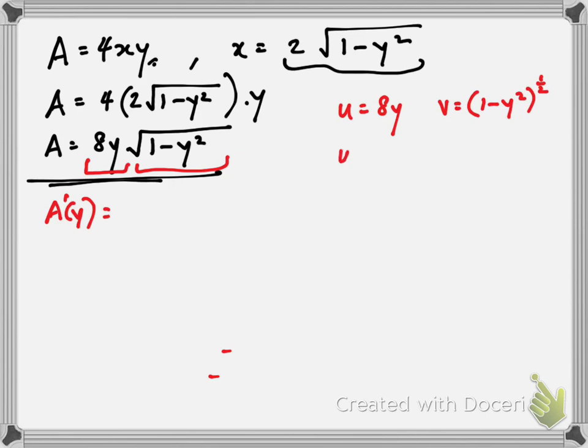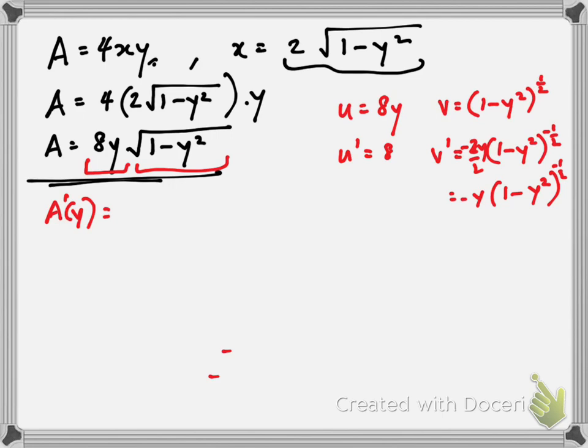Square root, same thing. U dash would be 8. V dash would be, well, chain rule, half (1 minus y squared) to the power negative half, because half minus 1 is negative half, and then multiplied by negative 2y, just because I don't have space on the right hand side, which equals, the 2 will cancel, you end up with minus y (1 minus y squared) to the power negative half. Okay.